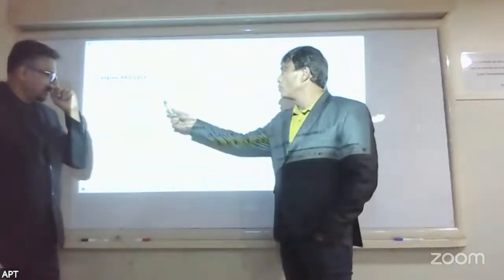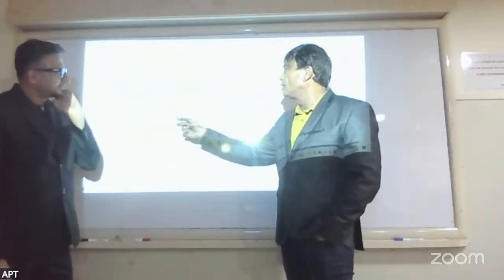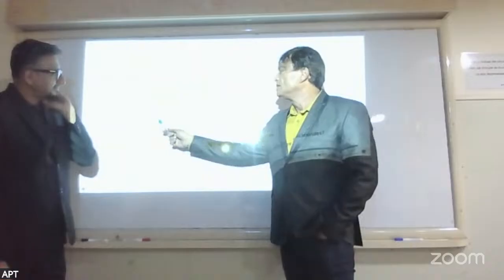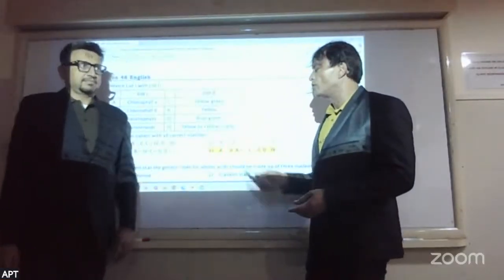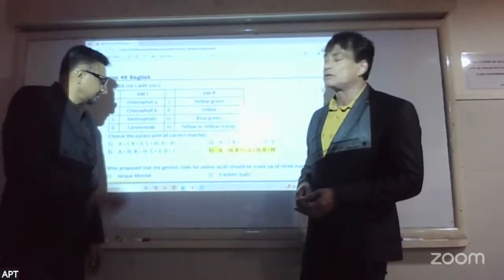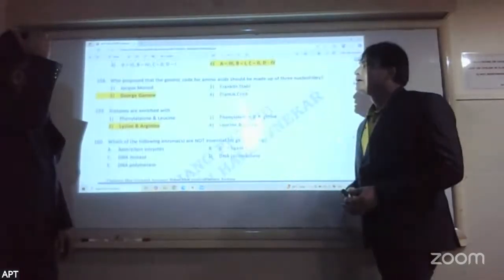So chlorophyll A will be blue green, chlorophyll B will be yellow green, xanthophyll will be yellow, carotenoids will be yellow to yellow orange. So option 4 will be the answer for this question. Can we go ahead? Again, a line pickup.